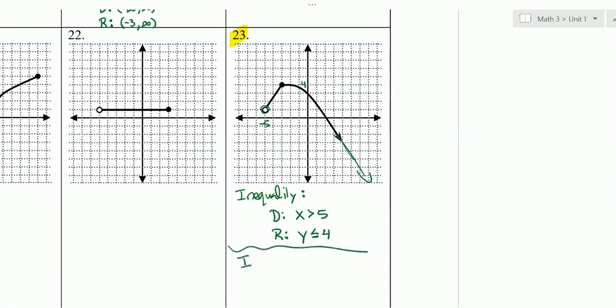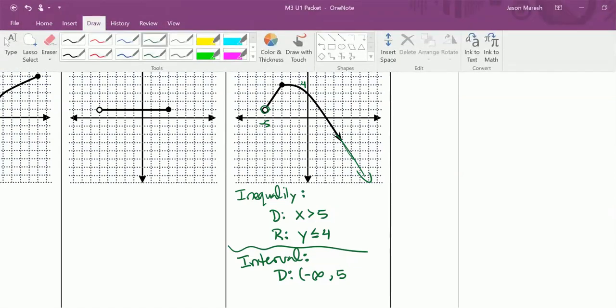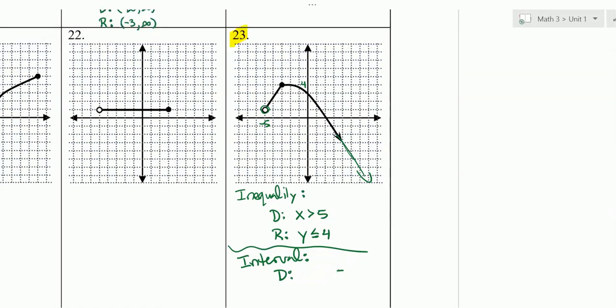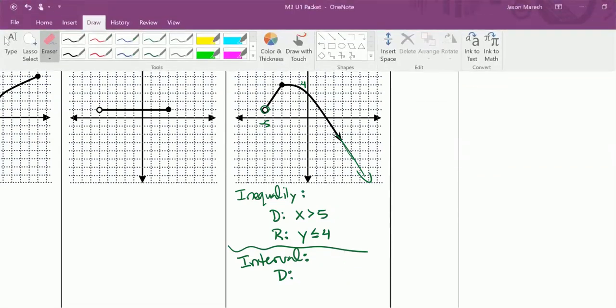To write that in interval notation, for the domain, lowest to highest. So lowest is negative infinity. Always use parentheses with infinity. The highest is 5, but it doesn't. Sorry, I messed up there. Let me fix that. I'm on the high and the low.